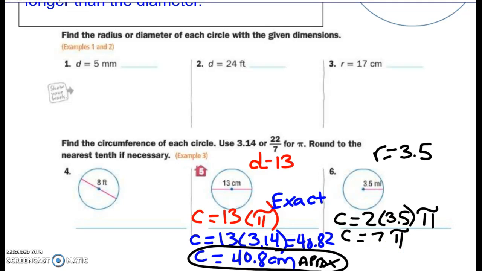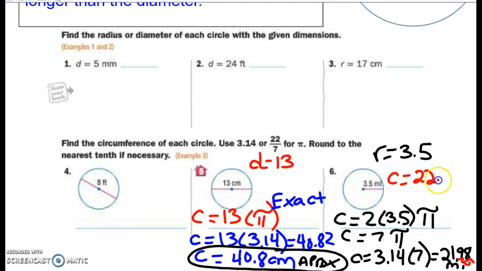But again, it asks me to round to the nearest tenth, so I need to multiply 7 times 3.14. And when I multiply those two numbers, I get 21.98 miles. But my instructions tell me to round to the nearest tenth, and I'm out of space, so I'm going to write it up top. So I round to the nearest tenth, I have to round up. So the circumference is 22 miles.